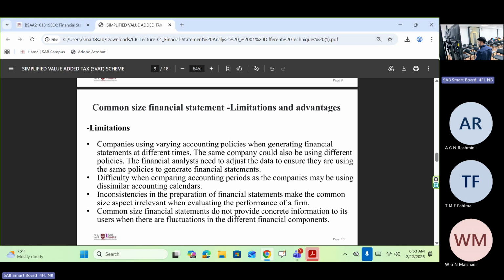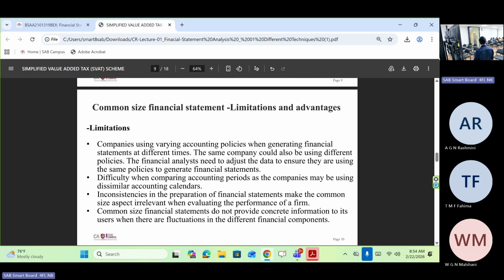Different accounting policies, right? Different accounting periods may be there. Some inconsistencies in accounting practices. Sometimes in common size financial statements, we don't have qualitative or detailed numbers to give understanding.